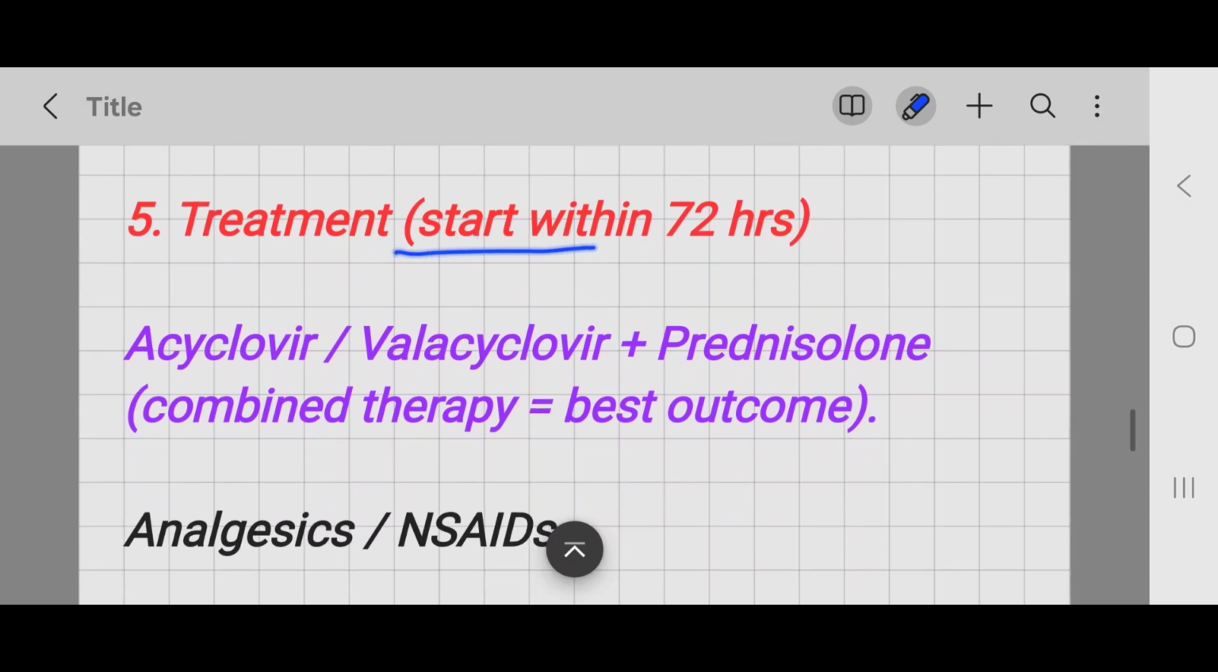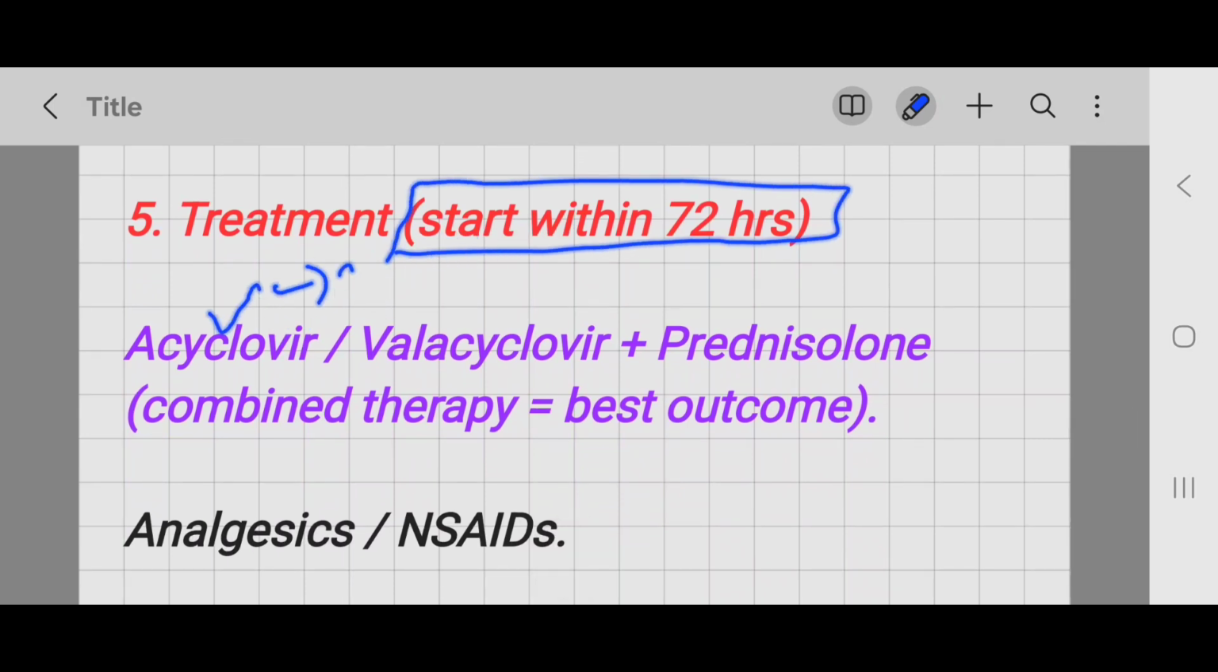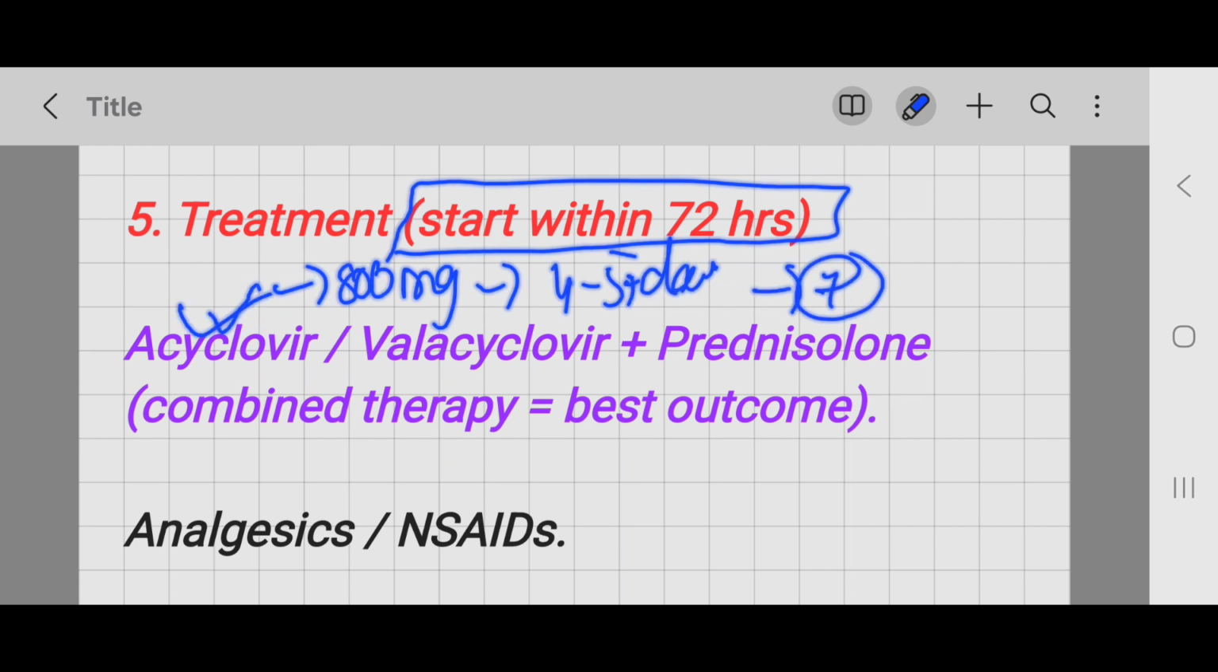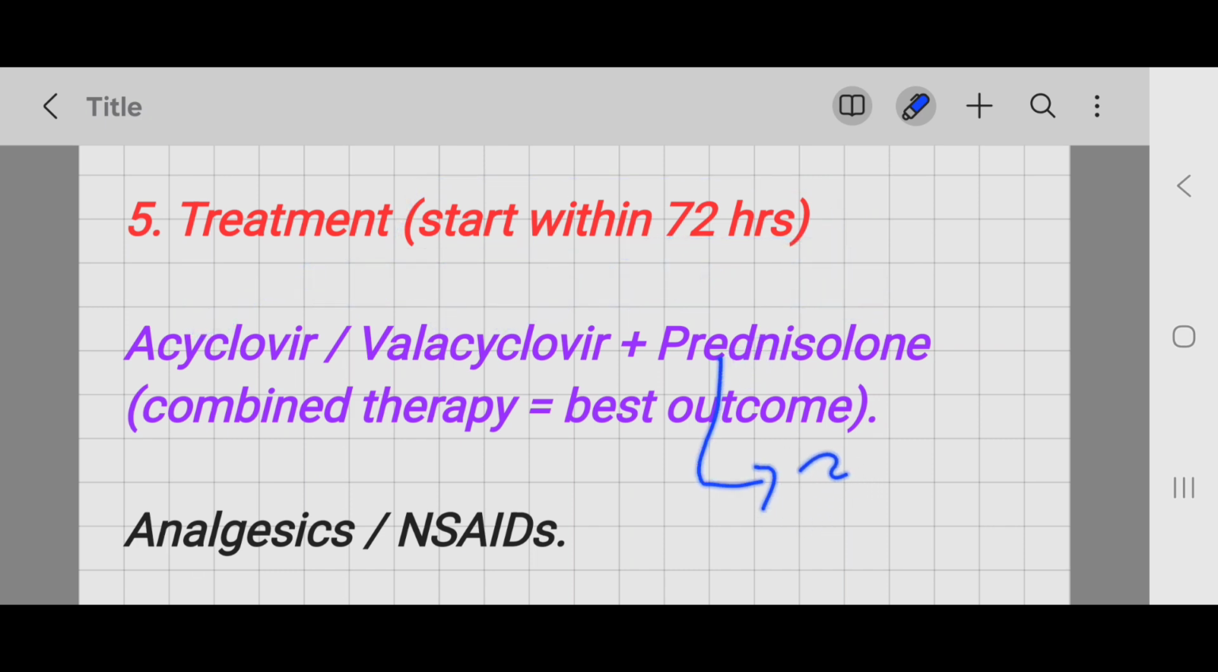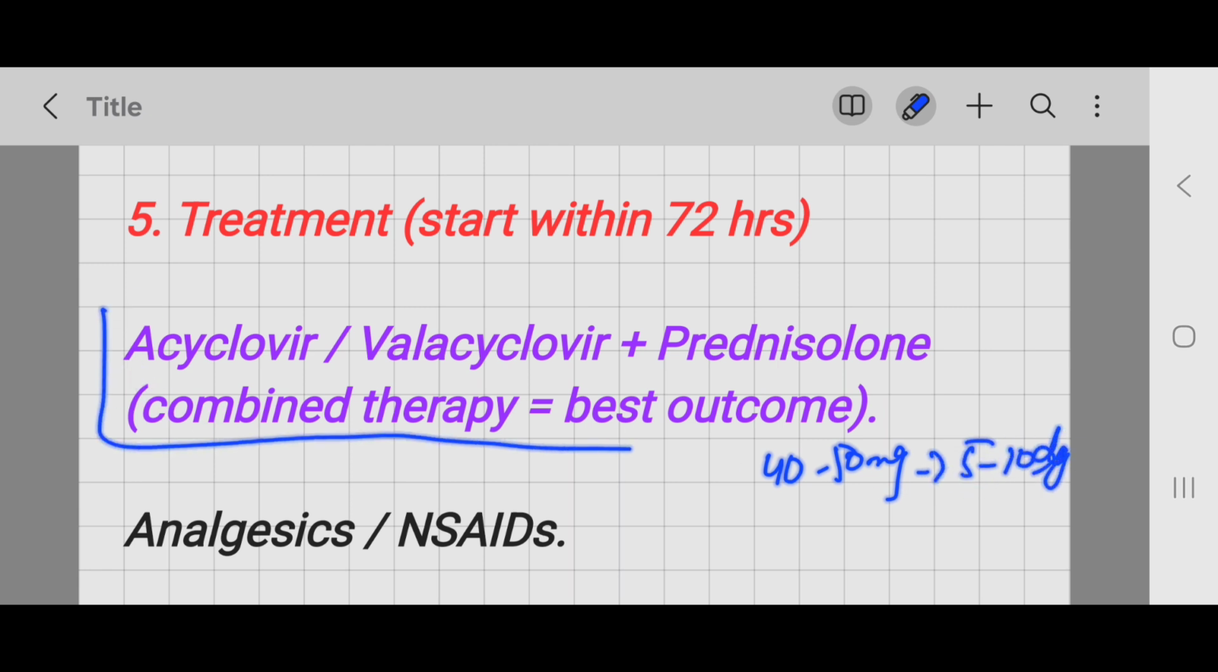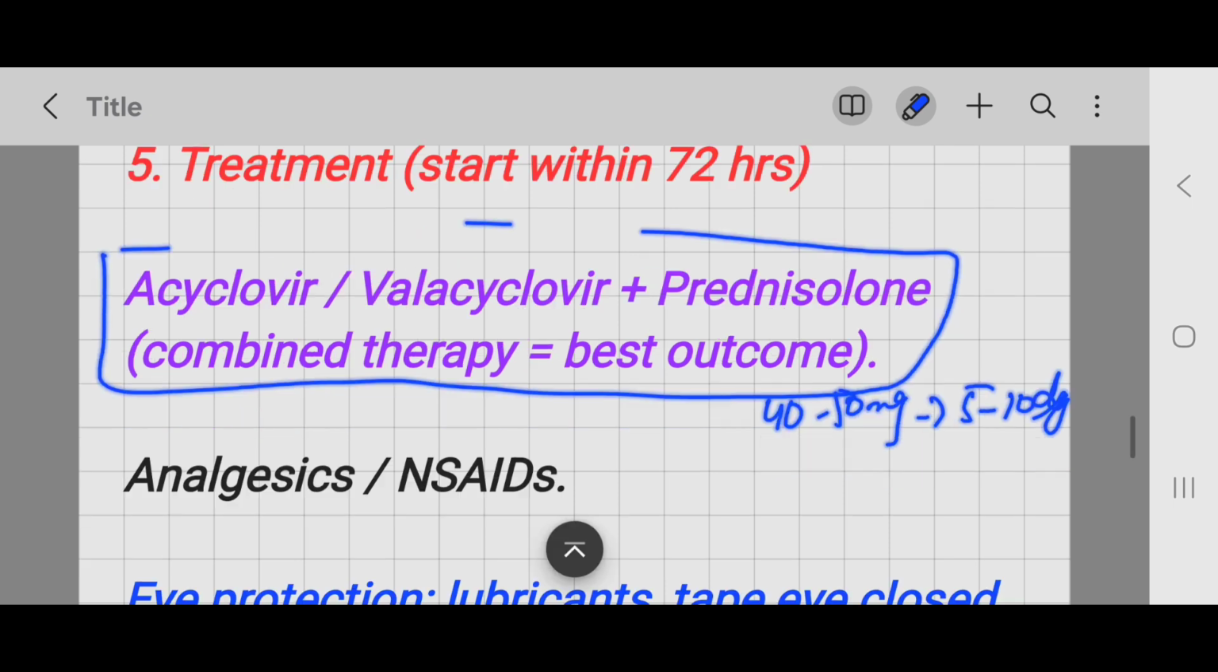Treatment. You have to start the treatment within 72 hours. You have to give acyclovir 800 mg per oral 4 to 5 times a day for 7 days. So acyclovir can be given, valacyclovir can be given, and you have to give prednisolone 40 to 50 mg for almost 5 to 10 days. So this combined therapy is required for best outcome.